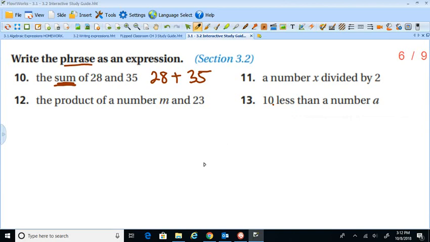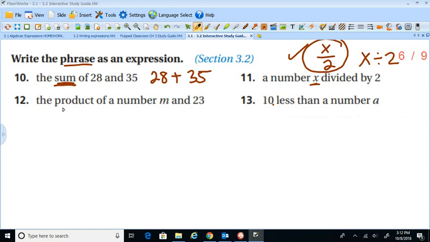Number 11, a number x divided by 2. We're going to write it as a fraction like that. It means the same thing as this, but we want to get in the habit of writing it algebraically, which would look like this: x over 2. So I don't even want to see x divided by 2 like that on the quiz.